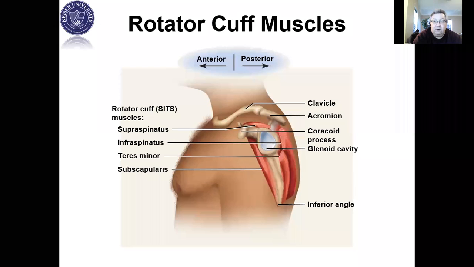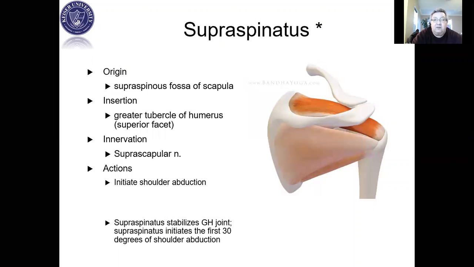All right, let's go over each one of these four muscles. The first muscle is the supraspinatus. And again, you have got to know these muscles cold. Cold, you've got to know them. The origin of the supraspinatus is the supraspinous fossa. Remember, on the scapula, above the spine of the scapula, there is a small fossa, a small space. It is known as the supraspinous fossa. The muscle that sits there is the supraspinatus muscle.